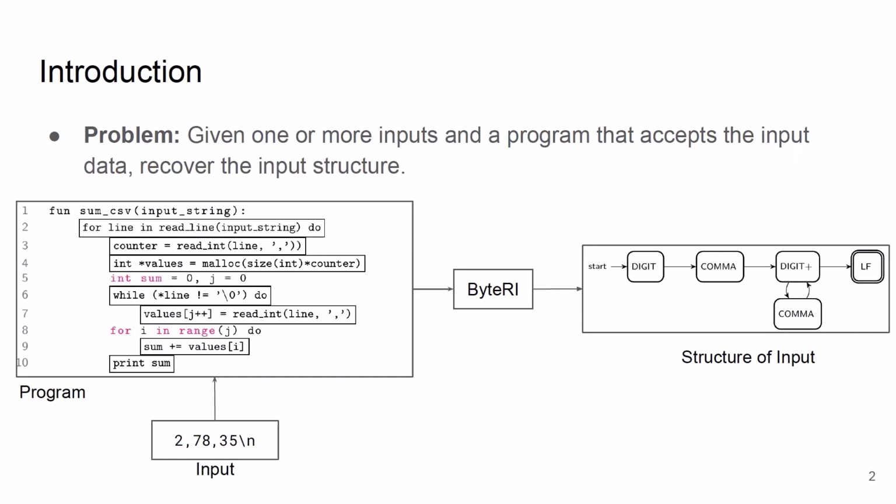Each node in that state machine represents a field. Let's say the first node, the start node, is the representation of the counter, followed by the comma that follows that counter value 2. And the next node represents digit plus, which is the token expression of the values 78 and 35 in that array, and each of those values in that array.